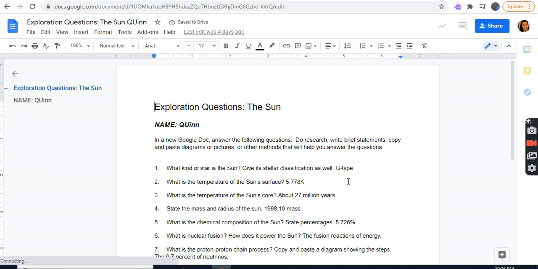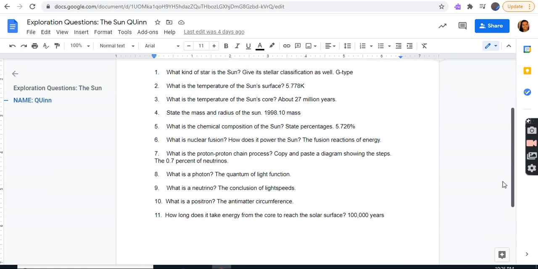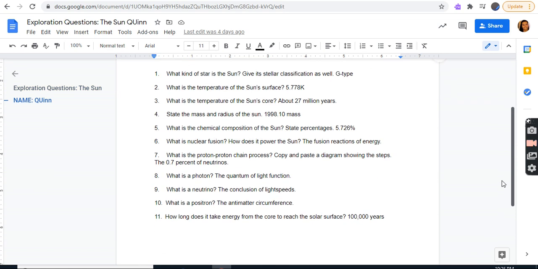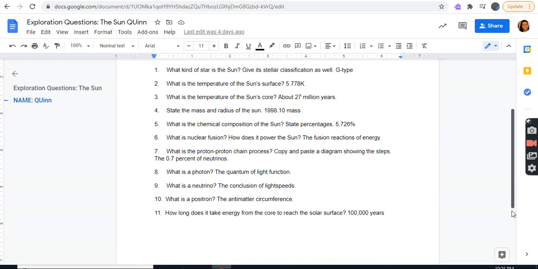G type, 5.778 K, about 27 million years. 1998.10 mass. State percentages, 5.726%. The fusion reactions of energy, the 0.7% of neutrinos. The quantum of light function, the conclusion of light speeds, the antimatter circumference, 1,000 years.